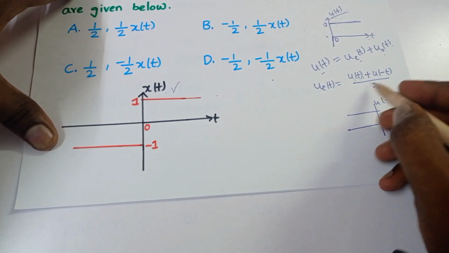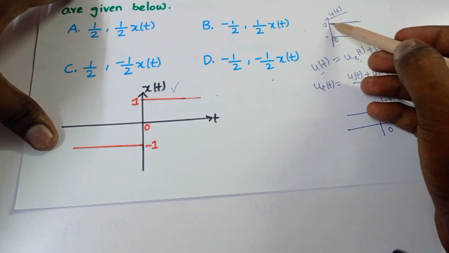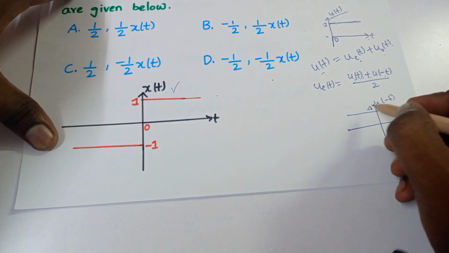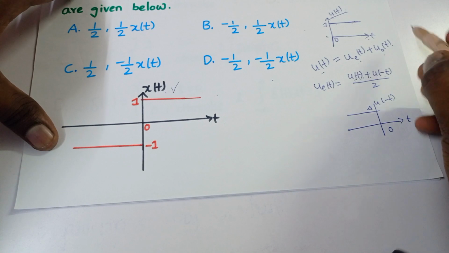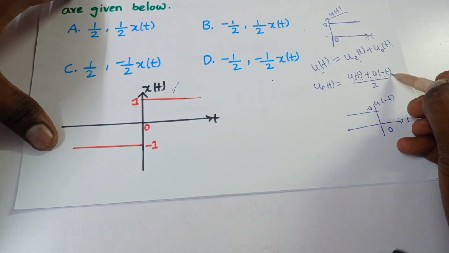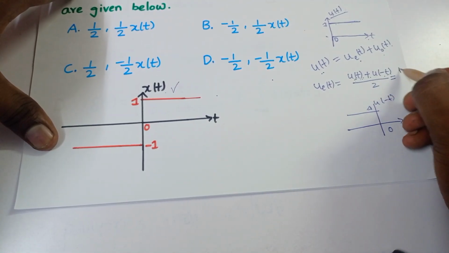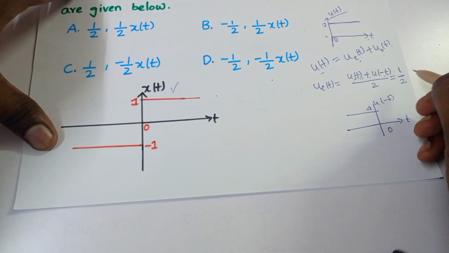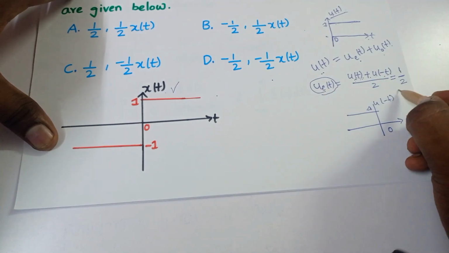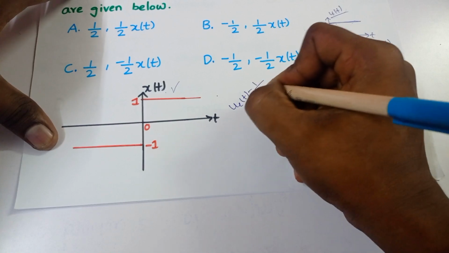Here when we add u of t plus u of minus t, u of t is present on the positive side with amplitude 1, and u of minus t is present on the negative side with amplitude 1. There is no common portion between u of t and u of minus t, so the addition of u of t plus u of minus t is 1. The addition is 1, divided by 2. So the even part of u of t is nothing but 1 by 2. Remember, the even part is 1 by 2.